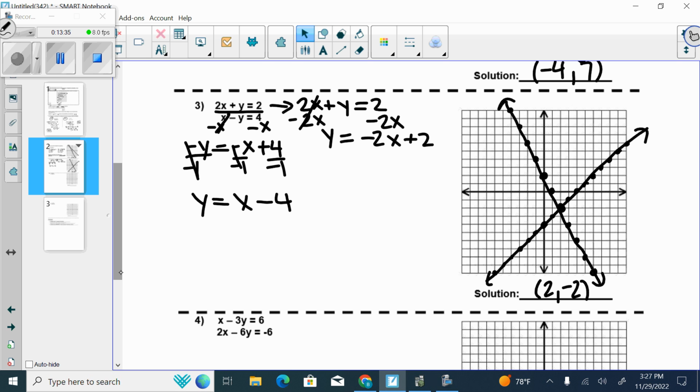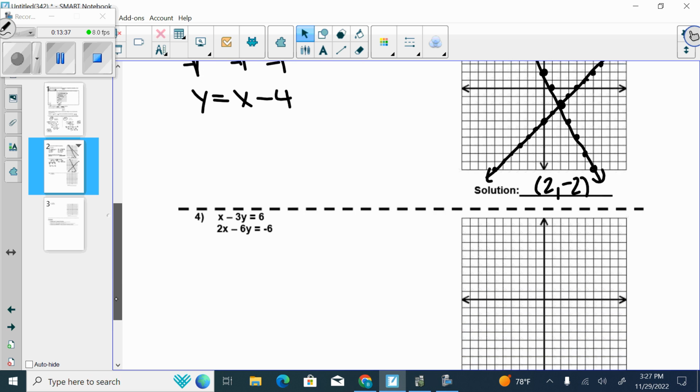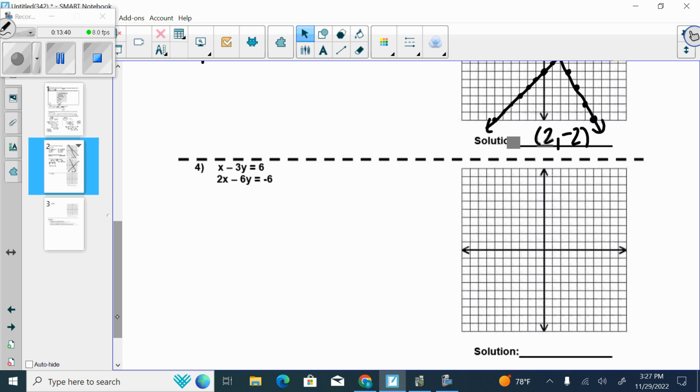All right. We got one more on this page. Okay, is it ready to graph right now? No. Okay, so we got x minus 3y equals 6. What do we want to move? X, okay, so we're gonna subtract x from both sides. So now I got negative 3y equals negative x plus 6. Then what should we do? Divide, good. So I divide everything by negative 3.